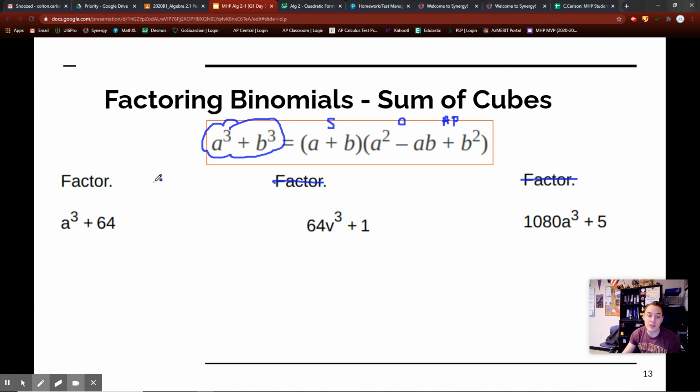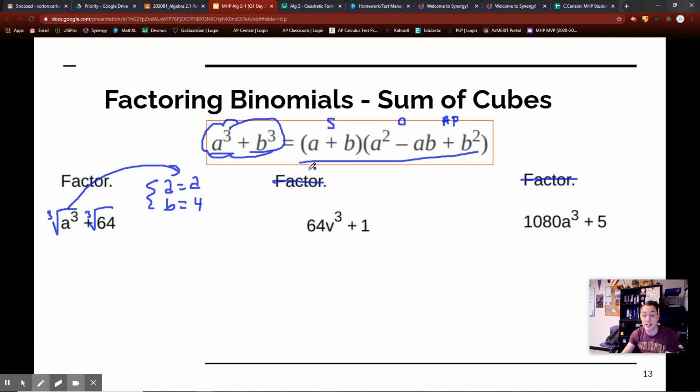First thing I need to do is understand what my a value is here, and then also what my b value would be. Now this one's a little bit tricky because it does have an a in here, but most of the time when I cube root both of these, this would be my a value. If I cube root this, then a equals a, which is not bad. And then if I cube root 64, that gives me 4. So now that I have these two values, I really just plug them into my formula, and that's literally it.